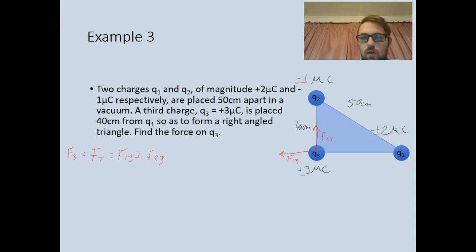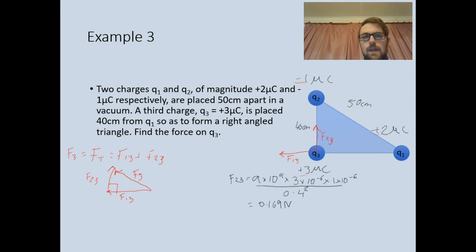So the force of 1 on 3 looks like this, and the force of 2 on 3 is straight up. All right, these are at right angles, and it means that the force on 3 is the hypotenuse of that right angle. So now all we need to do is find out these values. Okay, and that's what I've done now.